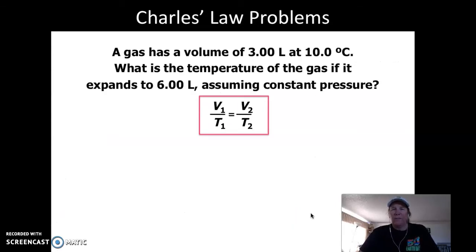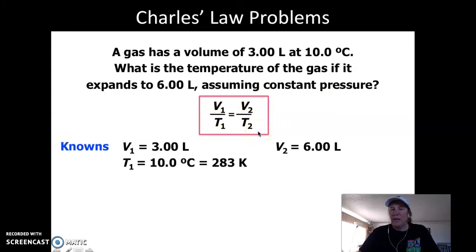So here's another one. We have a gas with a volume of 3 at 10 degrees. Again, that would be 283 Kelvin. What is the temperature of the gas if it expands to 6? So we're going to try to find T sub 2. Now we have to do it a little bit differently. What we have to do is reverse these two. You have to manipulate your formula. We're trying to find this guy right here.